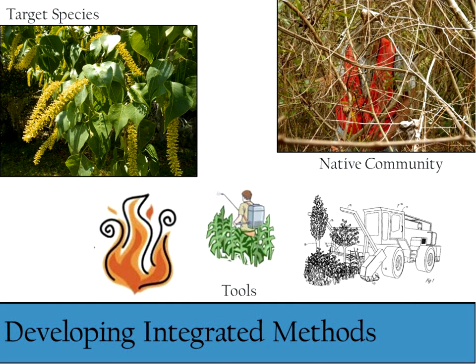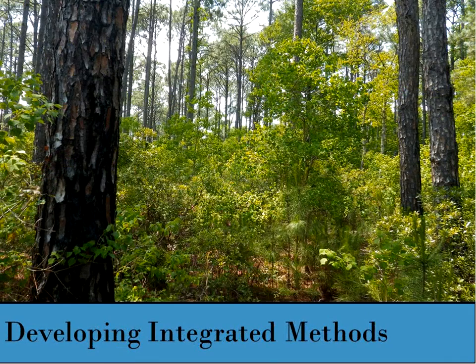So we have our target species, and in this case it's Chinese tallow tree. And we have our native species community, which you can see my field technician Stephen in there, and you can see how dense some of these forest stands are. And then we have tools. So in our case, our options were fire, herbicide, and mastication. Now, depending on the species or the site, you might have different tools available, or you might have a different community. So it's looking at these things at a site level and species level.